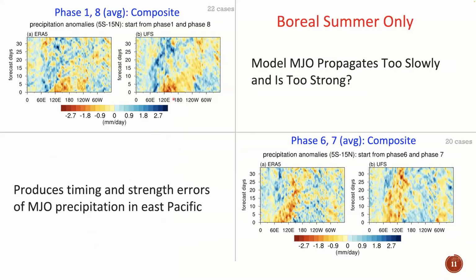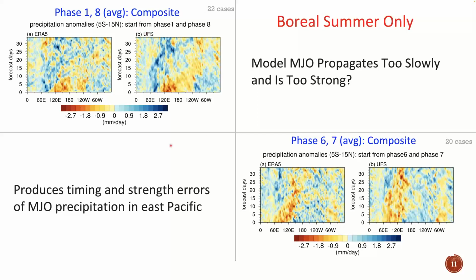I have a couple of composites here, and you'll note some commonalities with the point I just made for boreal winter. What we have here are Hovmöller diagrams with longitude on the x-axis and forecast day on the y-axis, when the MJO starts in phases 1 or 8. We average phases 1 and 8 together and plot the precipitation anomalies at the initial time, and see how the precipitation field associated with those MJO phases evolves in time.